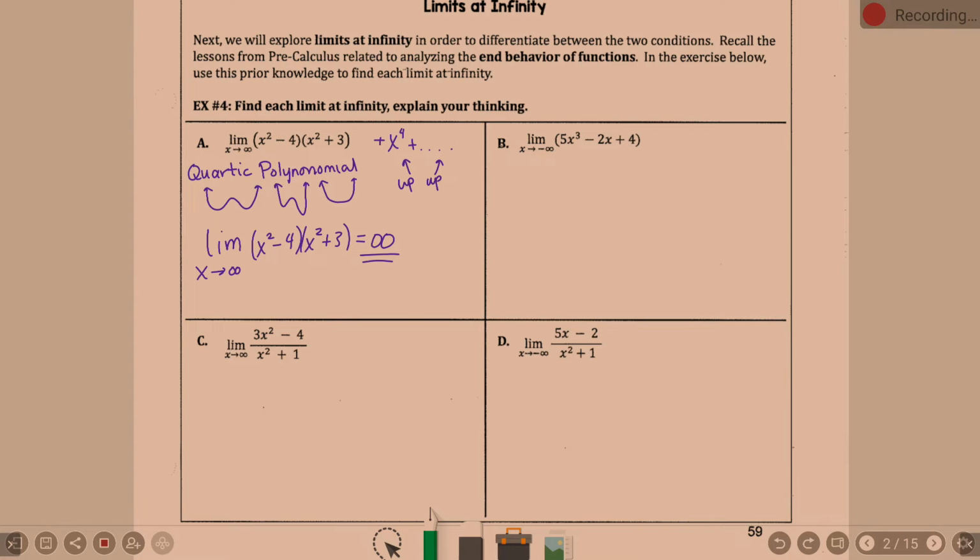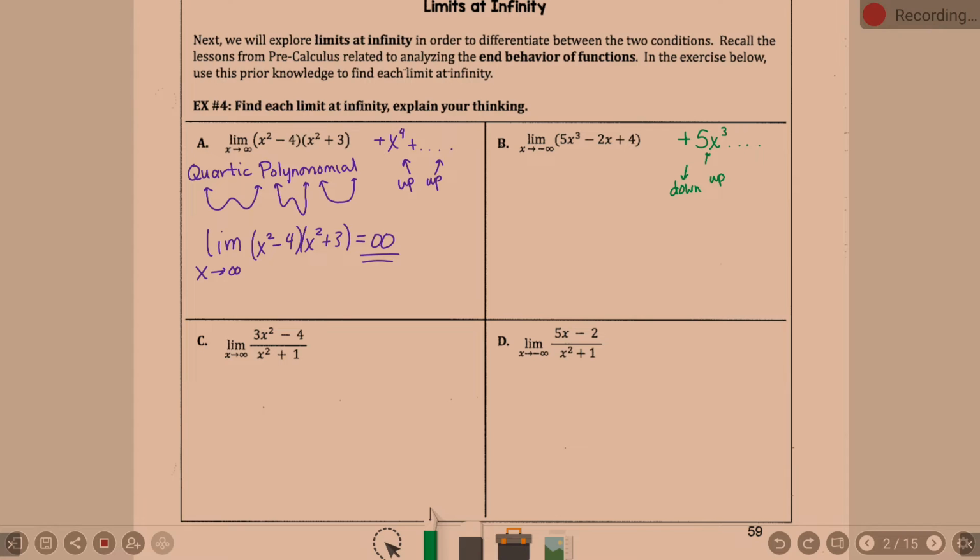The limit as x approaches negative infinity of 5x cubed minus 2x plus 4. It's either down and up or up and up, right? Since it's positive, it's going to be down and up. So it's an odd exponent. Now we're obviously thinking either down and up or up and down. Because it is positive, it is down and up.